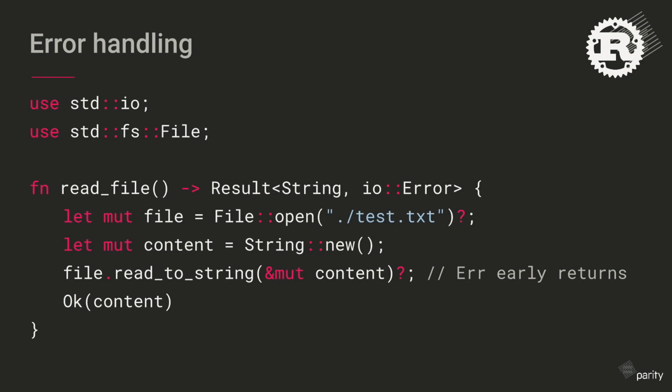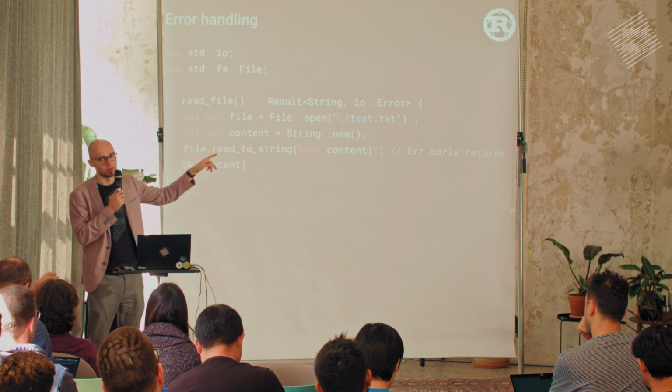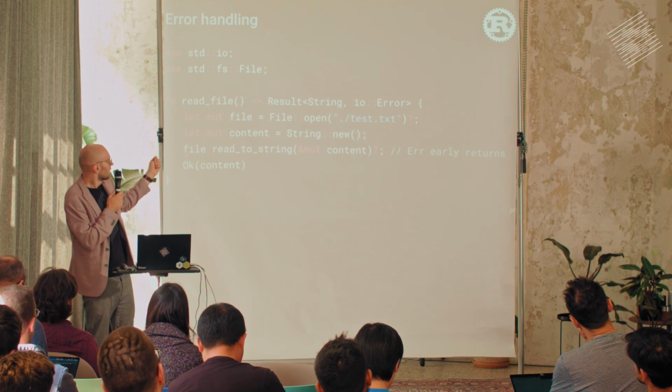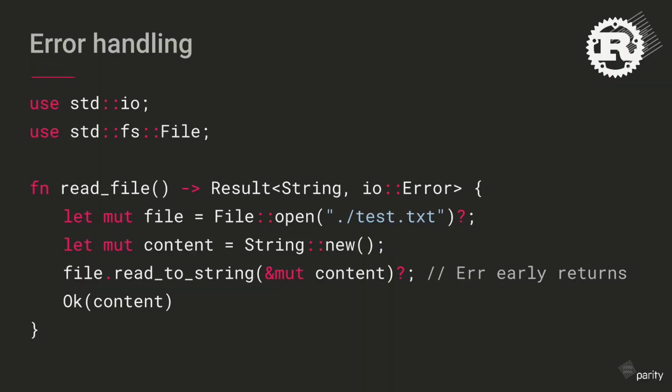And so when I'm opening the file, I use the question mark operator. I need to obtain the handle of the file, right? And if I can't open the file, then it returns early with the IO error. So I create a string, no errors there, and I read the contents of the file, and if there was an error during the reading of the file, then again my function will return with that error, propagating the error up with the question mark. Everything is fine. I return Ok of the content. I'm good.